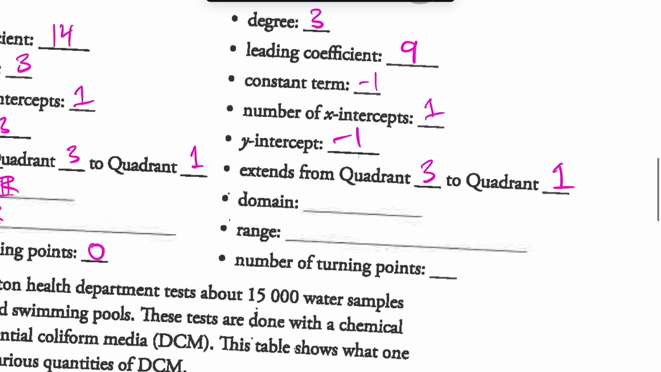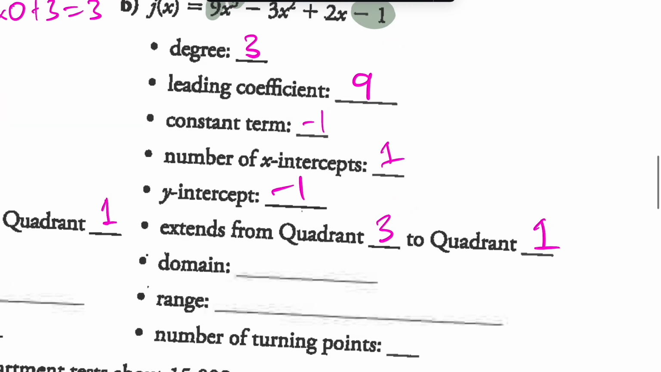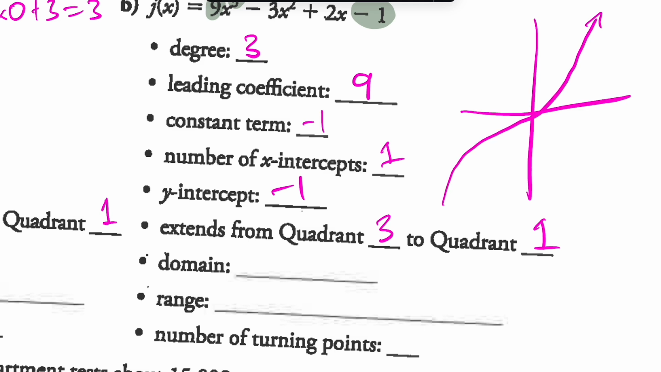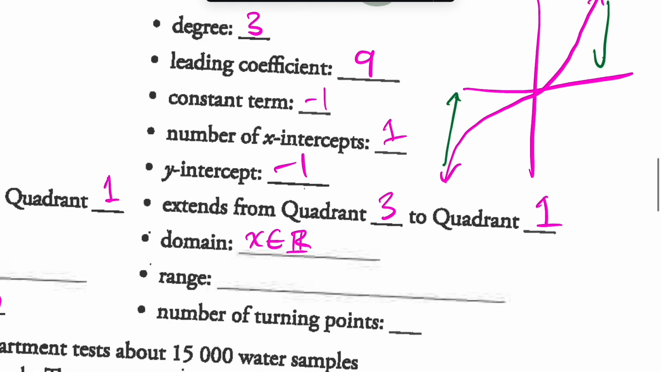Domain, we know that it stretches the whole way through, and again, you can line up anywhere, so it's all real. And the range, same thing. I won't fluff around too much, we're running out of time.